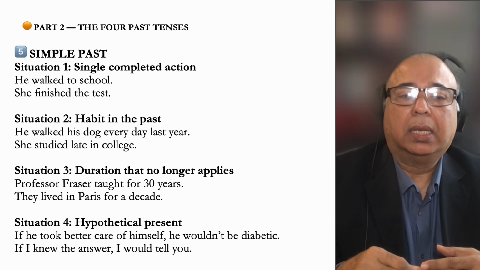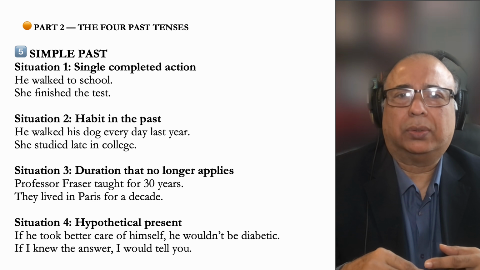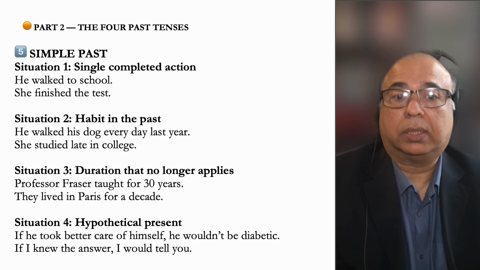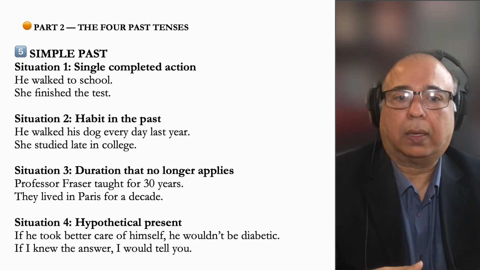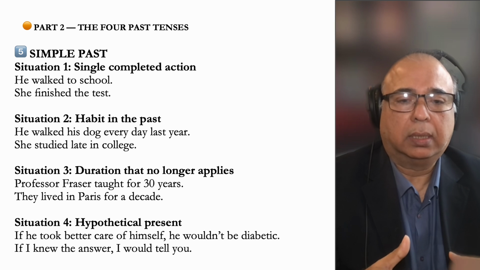A second situation in which the simple past tense is used is a habit in the past. He walked his dog every day last year. Or maybe the dog passed away. So there's no dog now. So he doesn't walk the dog. But he walked his dog every day last year. He studied late in college. One day she stayed in college, and then she studied late into the night.